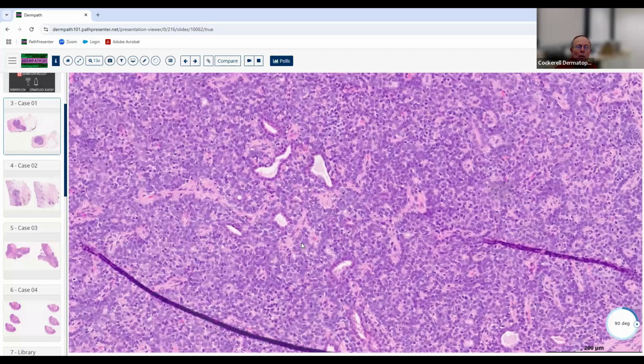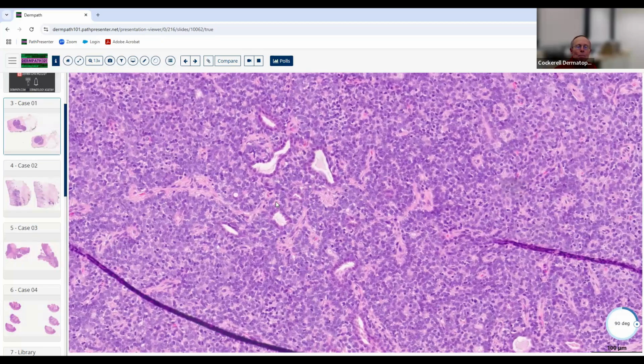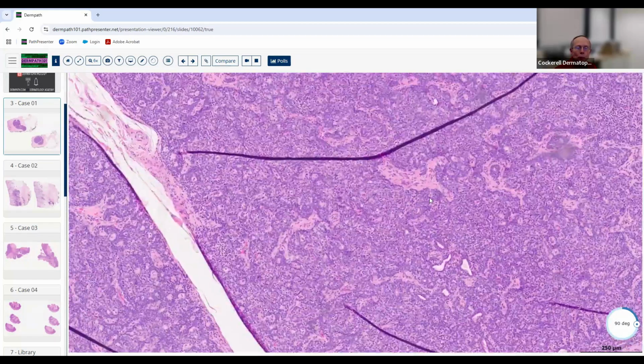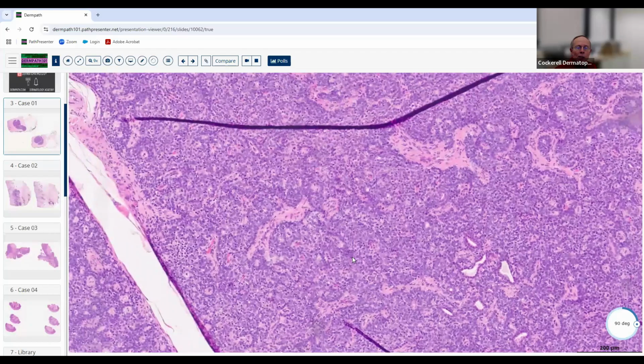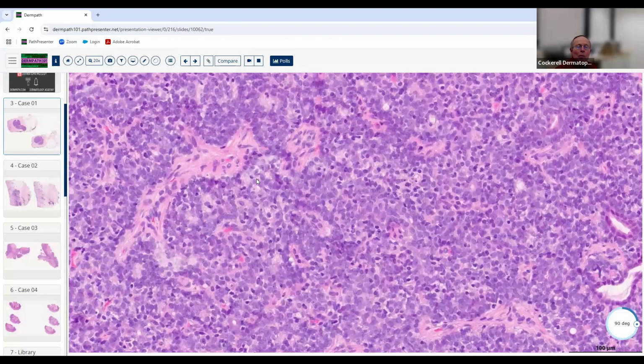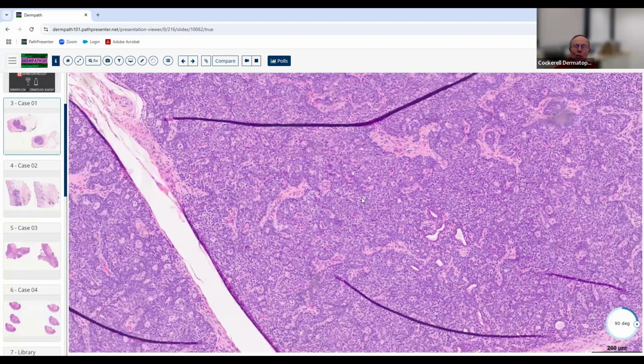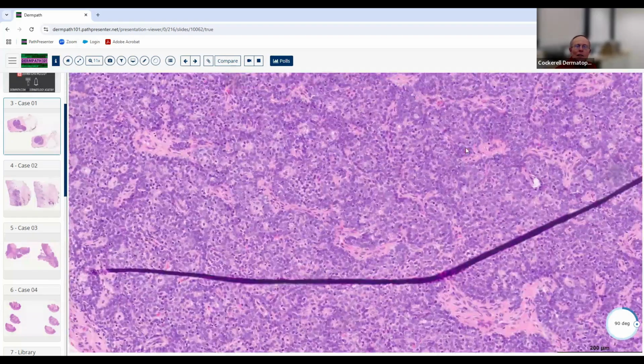Obviously, if it's apocrine, we're going to be looking for decapitation secretion. Really don't see much of that in here. We've got some cells that are a little bit pale, a couple of the cells that are more small and round and cuboidal. So when you see that combination, that makes you think more likely an eccrine lesion. Now, there's one other finding in this lesion.